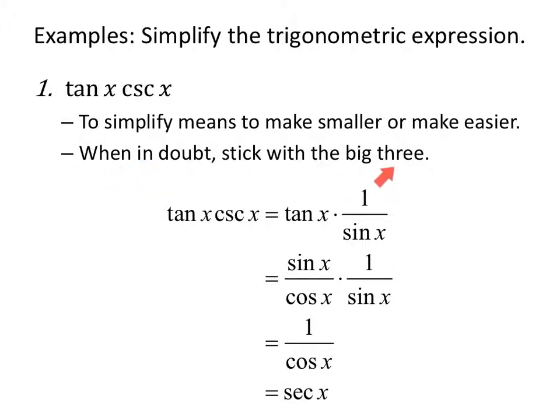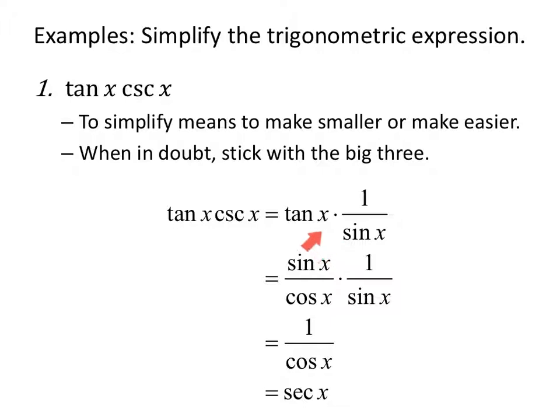When in doubt, stick with the big three: sine, cosine, and tangent. So I start with tangent of x, cosecant of x. That's all I have. And the first thing I do is I rewrite cosecant of x as 1 over sine of x, my reciprocal identity. Alright, tangent of x times 1 over sine of x. Well, that gives me an idea.